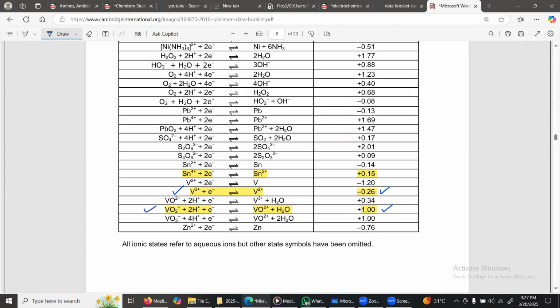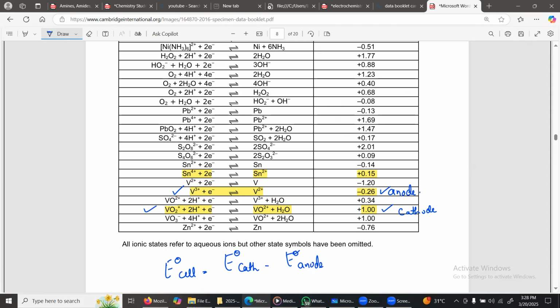The more negative the value, the more tendency it has to lose electrons. So the more the tendency to lose the electron, it will act as the anode. So what's our formula to calculate the E naught of the cell? E naught of the cell is equal to E naught of cathode minus E naught of anode. So we have to identify which will be our cathode and which will be the anode. Obviously this will be cathode because it has a greater redox potential, and this will be anode.